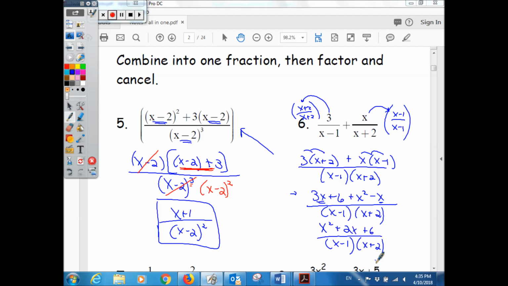And now when I try to factor this numerator, I find out that it won't factor. And so if it won't factor, then there's nothing that I can do to cancel. So this is going to be my final answer. I don't know that though until I get it all put into standard form and try to see if I can factor it.